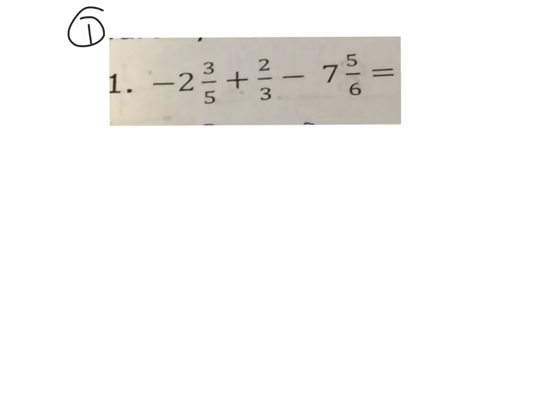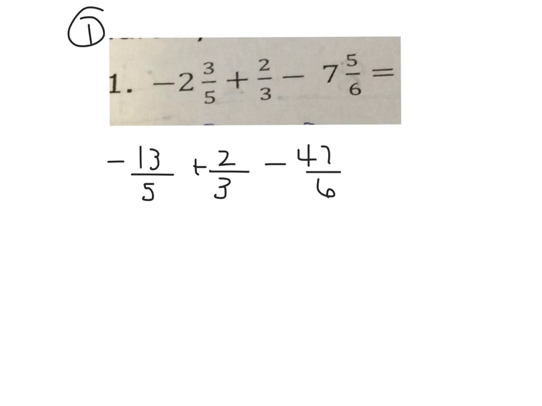Okay, here's problem number 1 on the exit card. So first thing you should have done was change the mixed numbers to improper fractions. So 5 times 2 is 10, plus 3 is 13 over 5, and then you add the negative to it. Plus 2/3 doesn't need to be changed. And then minus 6 times 7 is 42, plus 5 is 47 over 6.